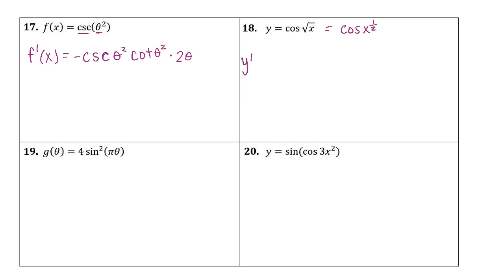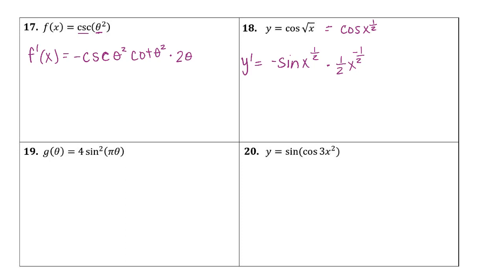So y prime, derivative of the outside is going to give us negative sine x to the 1/2 power, times the derivative of the inside, which is going to be the angle, which is going to be 1/2 x to the negative 1/2. Okay, number 19.